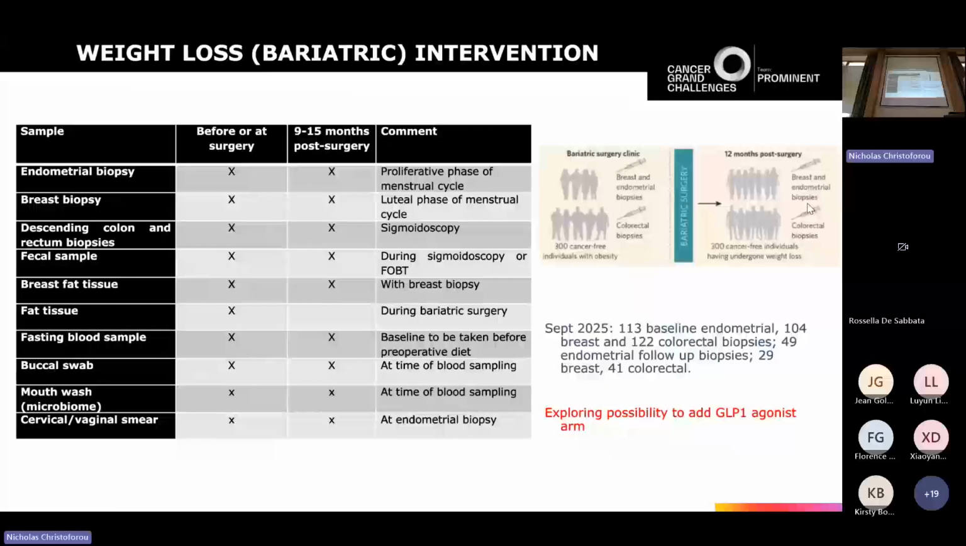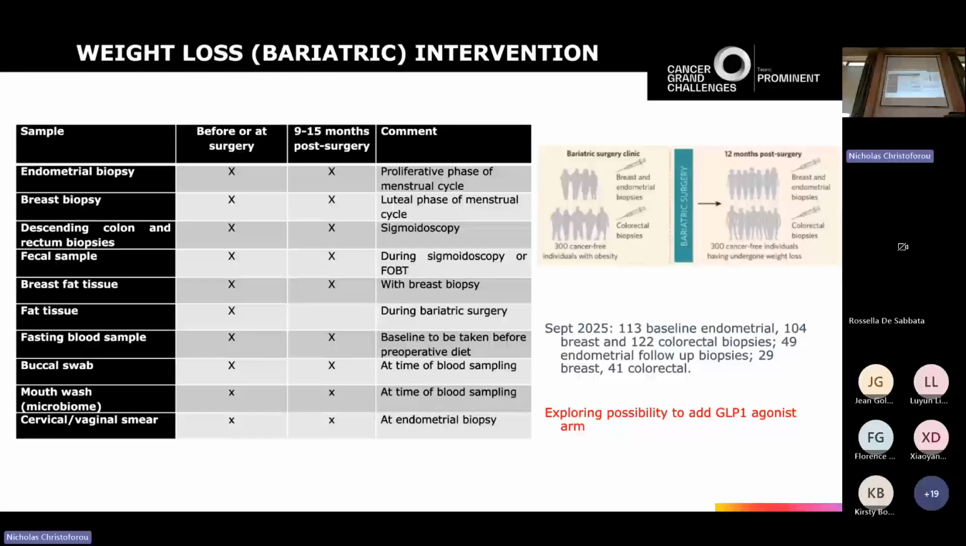For the bariatric intervention, which I think is most applicable to some of the work in ICEP, we are almost at the end now of collecting these samples. We currently have about 113 baseline endometrial samples, 104 breast and 122 colorectal biopsies. These have been collected both at Imperial and in Manchester. Already many of the participants have come back for their second biopsy: around 49 endometrial, 29 breast and 41 colorectal. We're aiming to get the full set completed before the end of this year.